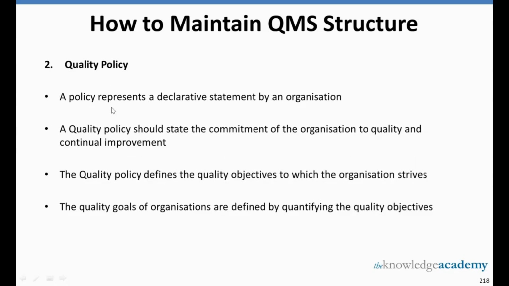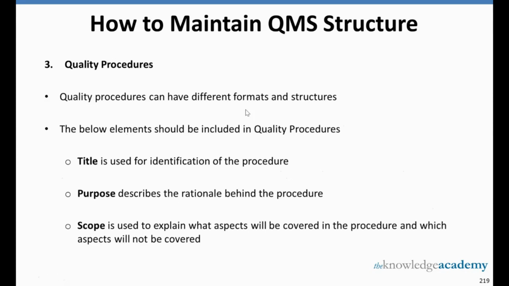And quality policy: a policy represents a declarative statement by an organization. A quality policy should state the commitment of the organization to quality and continual improvement. The quality policy defines the quality objectives to which the organization strives. The quality goals of the organization are defined by quantifying the quality objectives. So we need to make sure that whatever objectives we come up with are driven by the quality policy.